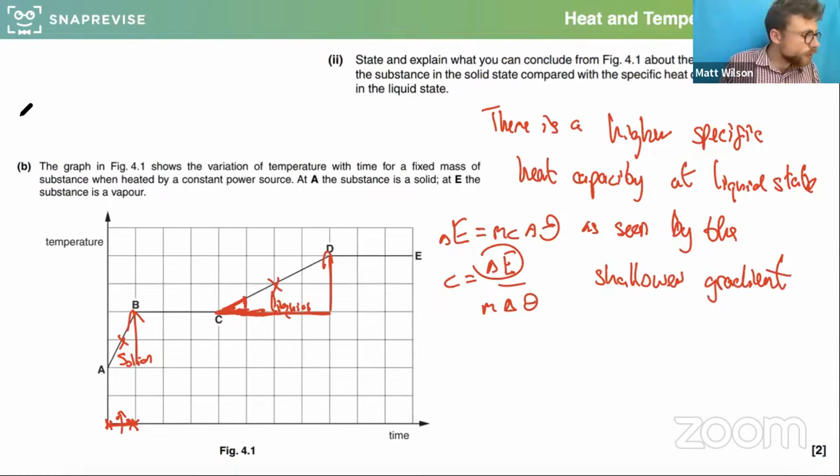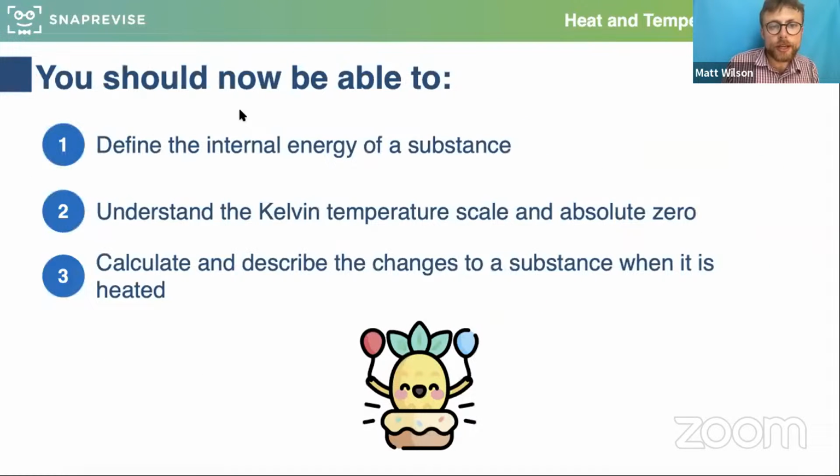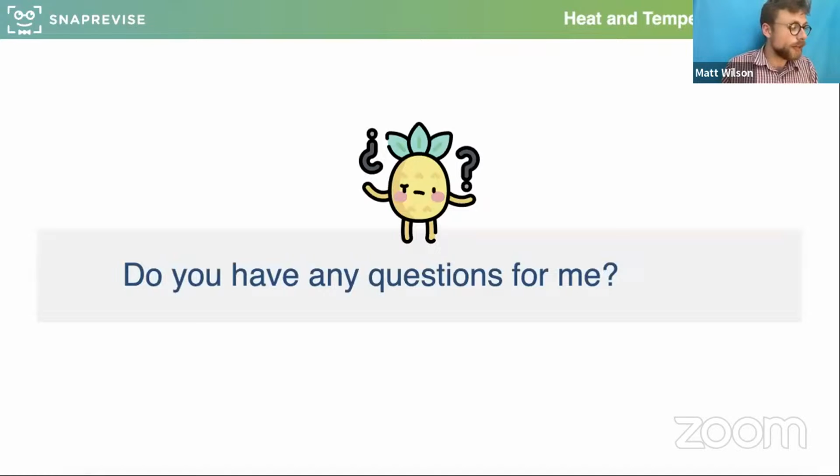Good. Okay, so hopefully that is making sense. Does anyone have any questions about this? I may as well put us onto a questions page. So you should now be able to define the internal energy of a substance. You should be able to understand the Kelvin temperature scale and absolute zero. And you should be able to calculate and describe changes to a substance when it is heated. So now, do you have any questions? I'll look out in the chat for any questions that you have.